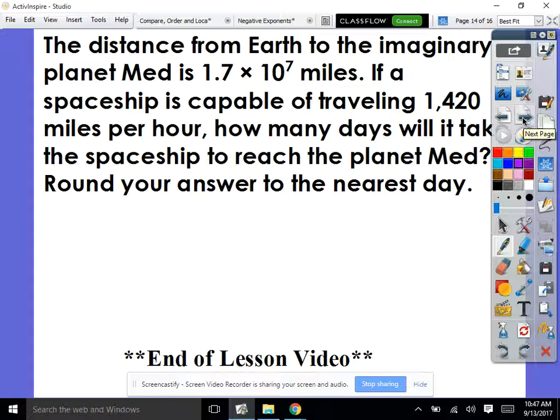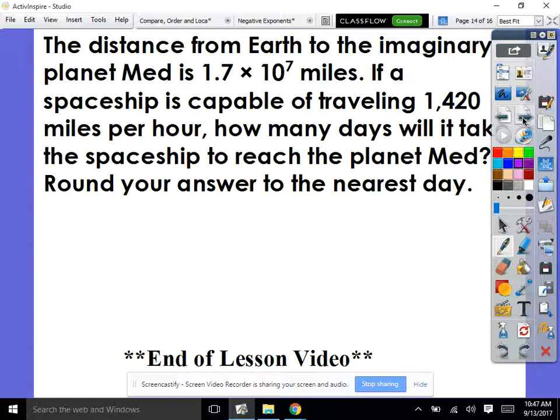All right, the distance from Earth to the imaginary planet Med is 1.7 times 10 to the 7th miles. If a spaceship is capable of traveling 1,420 miles per hour, how many days will it take the spaceship to reach the planet Med? Round your answer to the nearest day.